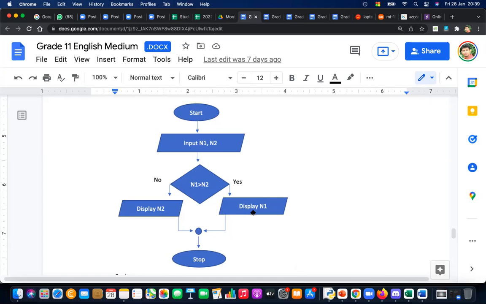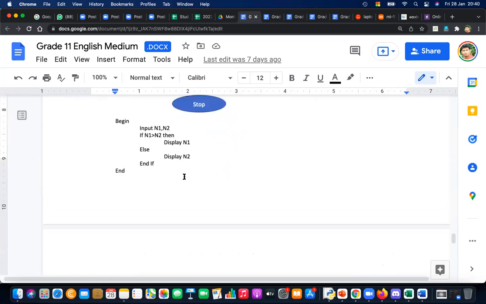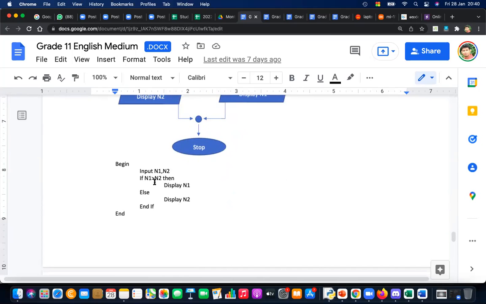In a junction, you have to decide whether to turn right or whether to turn left. That is a decision. That is why the decision symbol is there. These symbols you will adapt to after some time, after doing a lot of practicals, you will understand them. Okay, then how is this represented? If number 1 is greater than number 2, then display number 1, else number 2. So it's very simple.